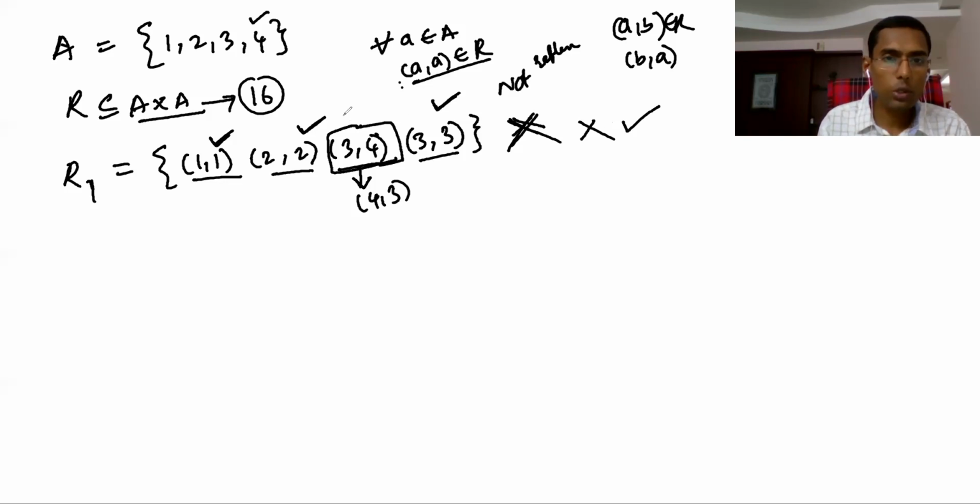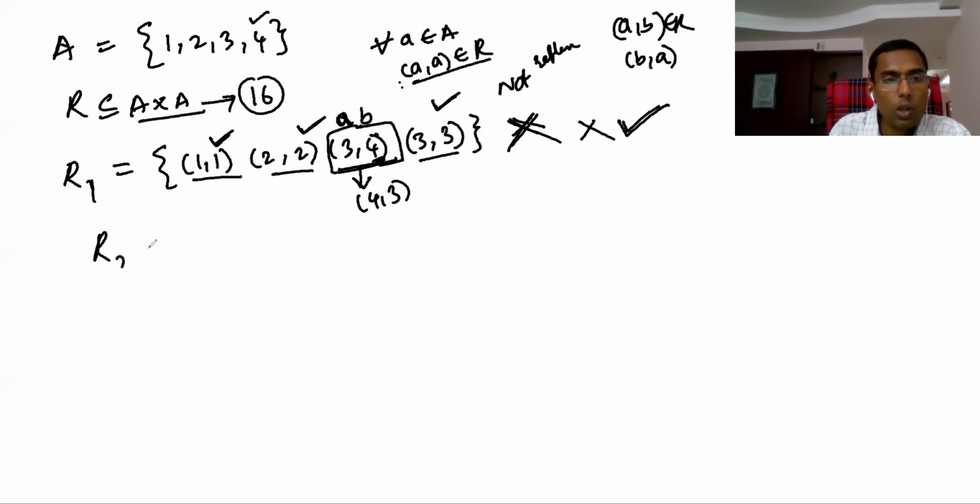Even if you want to check, if you take this as (a,b), now (b,c) is not there. (b,c) means it should start with 4. That's not there, you need not worry, therefore it is automatically transitive.